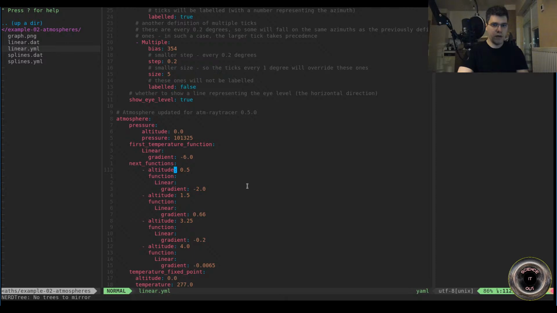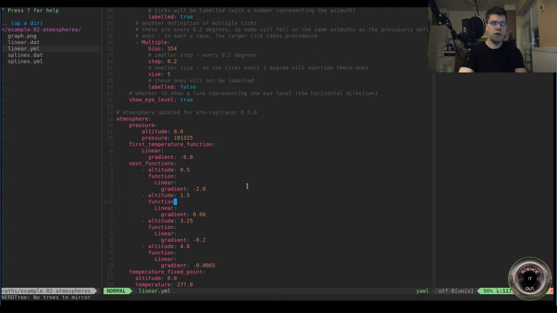And from half a meter onward, the gradient is -2 Kelvin per meter, which means that on the space of another meter, the temperature drops by 2 Kelvin. Then from 1.5 meters onwards, it's plus 0.66, so the temperature starts growing instead of falling. Then at 3.25 meters, it switches to -0.2. At 4 meters, it switches to -0.0065, which is the standard gradient defined in the US 76 atmosphere. So from 4 meters onward, it's this standard gradient.